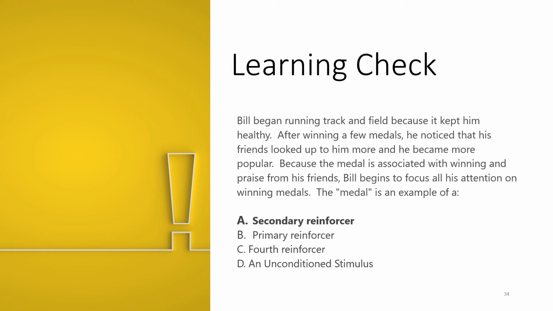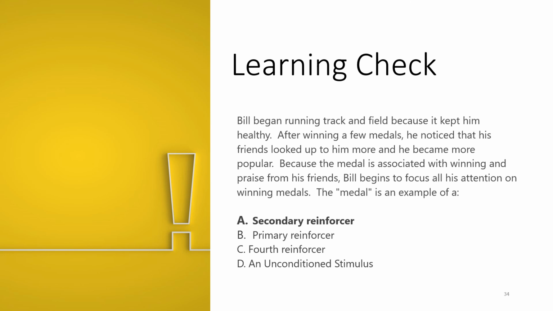The correct answer is that the medal is a secondary reinforcer. So why wouldn't it be a primary reinforcer? Well, if you'll remember, primary reinforcers are those things that we naturally find reinforcing. So getting attention and admiration from his friends, that's naturally reinforcing, whereas a medal is not naturally reinforcing. It has come to be associated with the attention and admiration that he's gotten from his friends. So secondary reinforcers are those things that become associated with primary reinforcers.